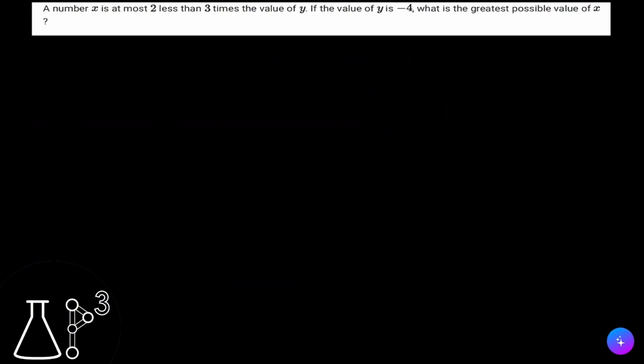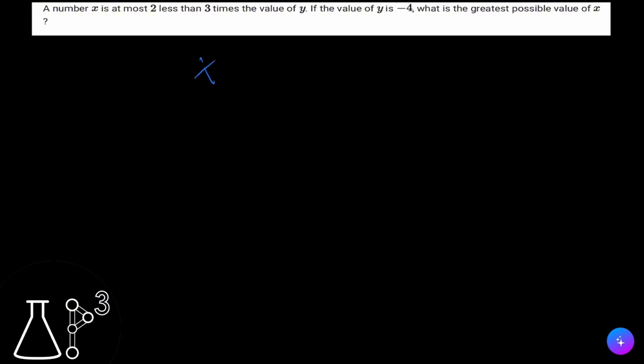Okay, let's move on to algebra questions. A number x is at most 2 less than 3 times the value of y. If the value of y is -4, what is the greatest possible value of x? So what does it mean by at most? That basically means that x is less than or equal to the value of 2 less than 3 times the value of y. If it said at least, then x would be greater than or equal to whatever information is given. In this case, when it says at most, this is an inequality question, so at most will look like this.